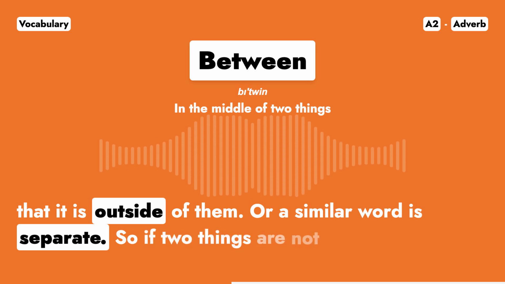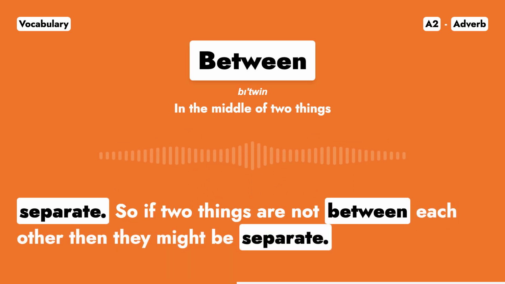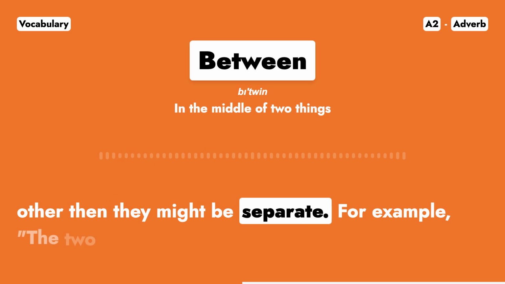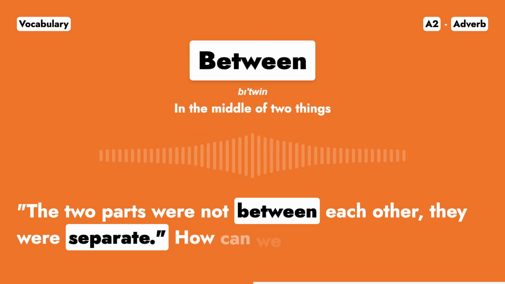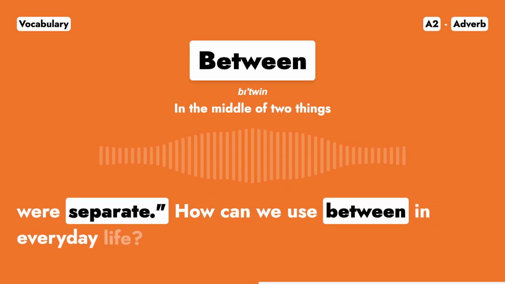So if two things are not between each other, then they might be separate. For example, the two parts were not between each other. They were separate. How can we use between in everyday life?